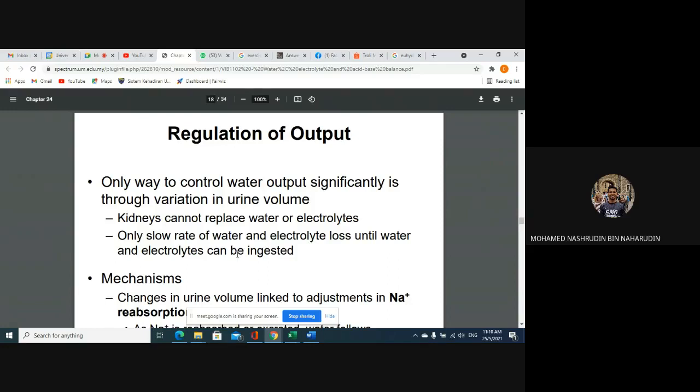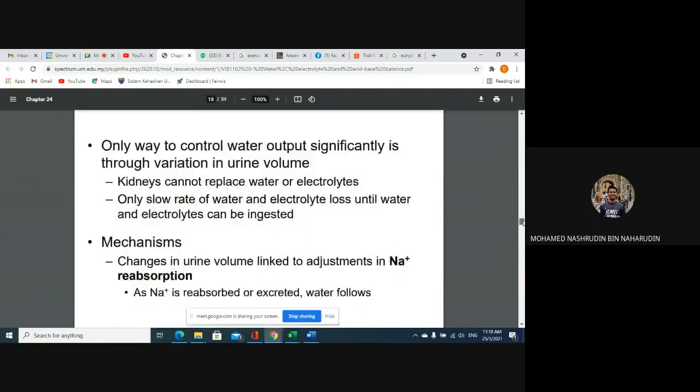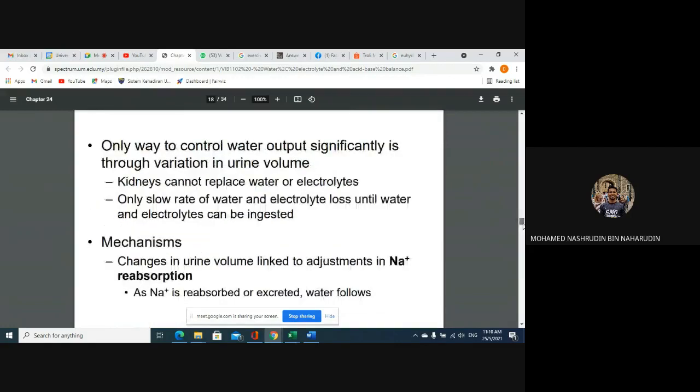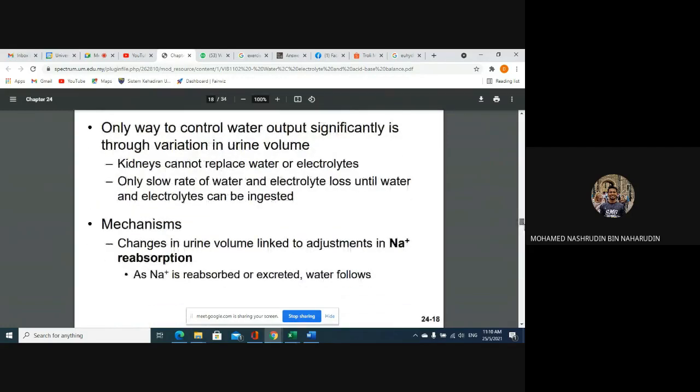And then how is the mechanism? Change in urine volume links to adjustment of sodium reabsorption. As sodium is reabsorbed or excreted, the water follows.